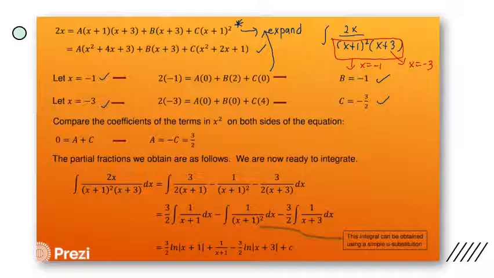Then, how to find the value of a? So we can compare the coefficients of the terms in x squared on both sides of the equation.